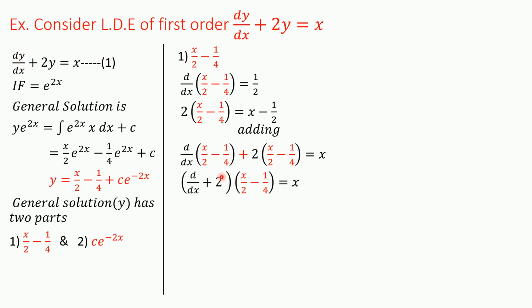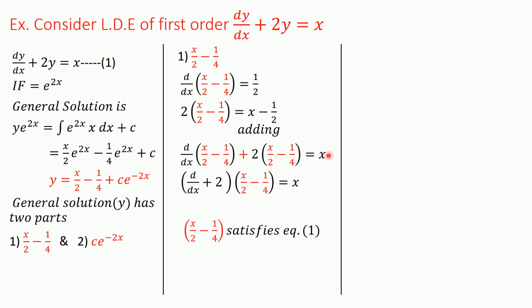So here we can call this x/2 - 1/4 a solution of this differential equation. Remember, we are calling this a solution, and the one given here is a general solution. It is a solution in the sense that it satisfies the given differential equation. When you replace y by x/2 - 1/4, it satisfies this equation, and therefore we call this a solution of the given differential equation. So the first part satisfies our differential equation.